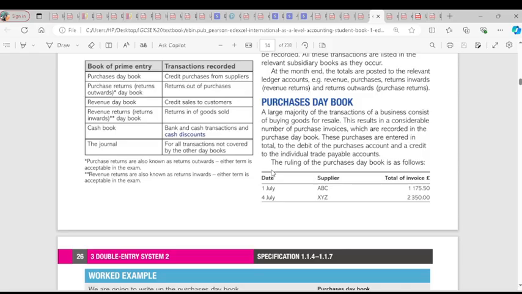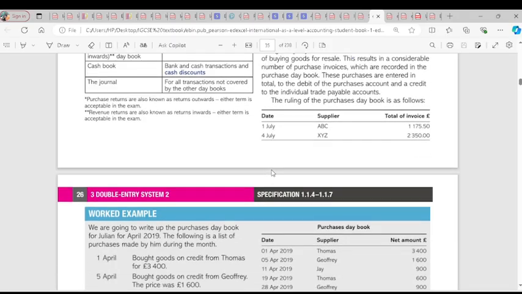Then for the purchases returns book, this is when goods are returned to the supplier. The supplier will issue a credit note, meaning the amount you are paying us is now deducted. Do you understand? So the supplier has received the goods. You debit the supplier and credit the purchases returns daybook. Is it clear? Any question about that?